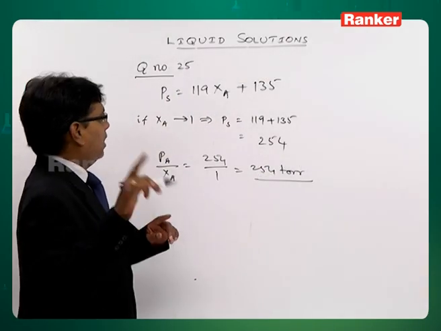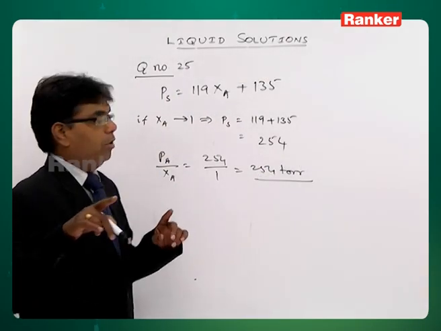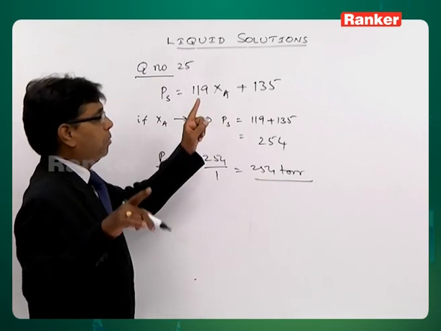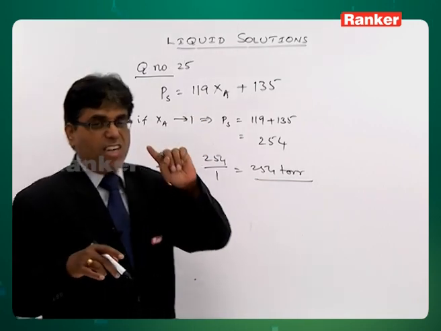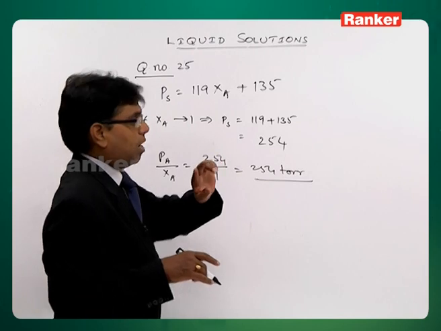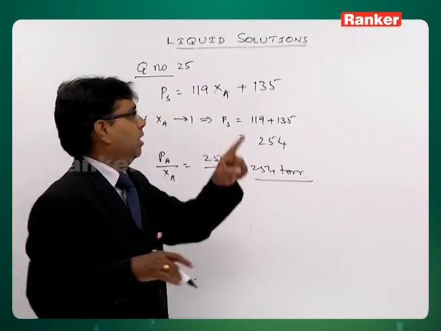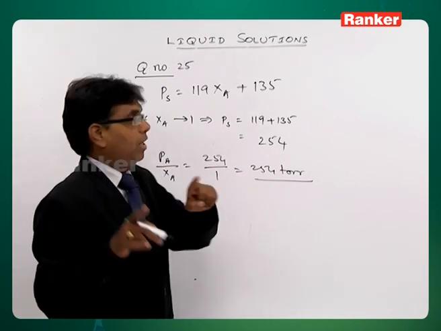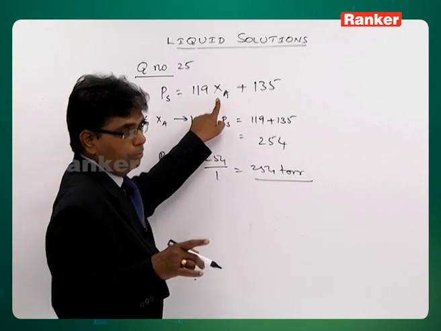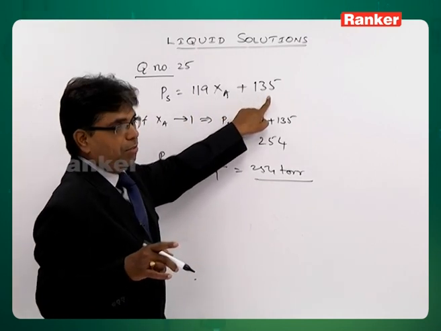Right? If XB is tending to 1, of course this is not asked in the question, but this type of question can also be asked, that if XB is tending to 1, then XA will be 0. Then in that case, it will be 135.